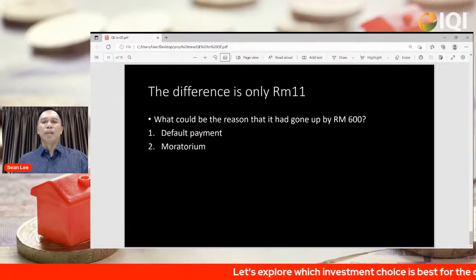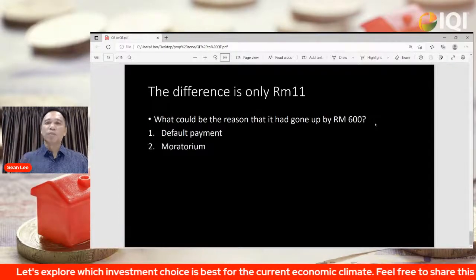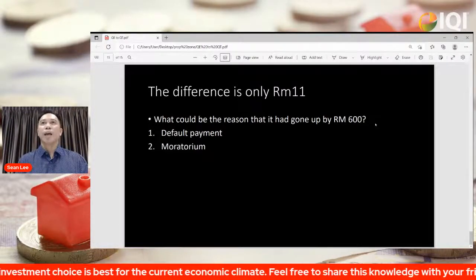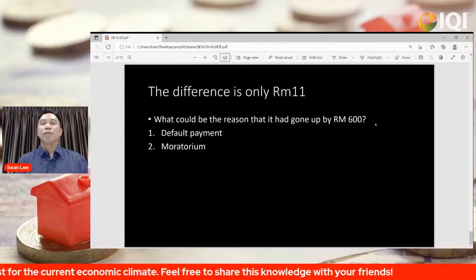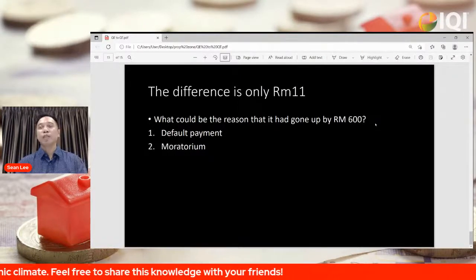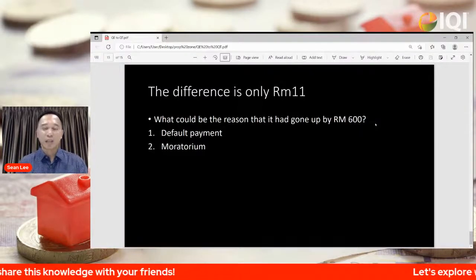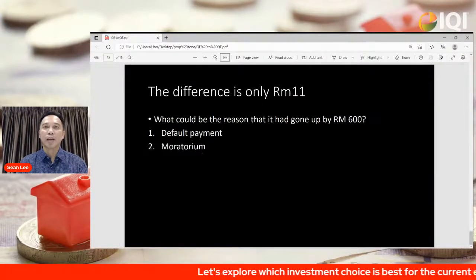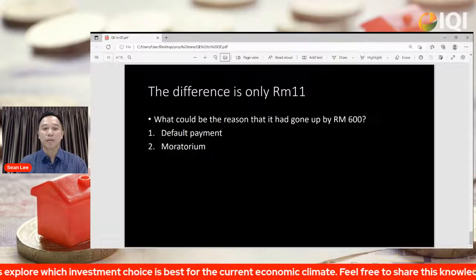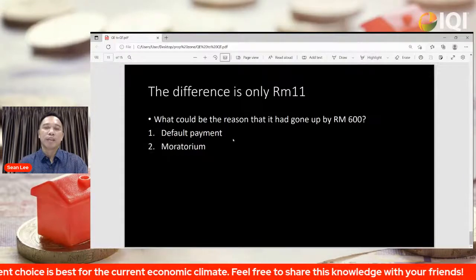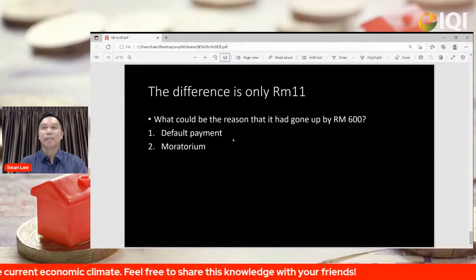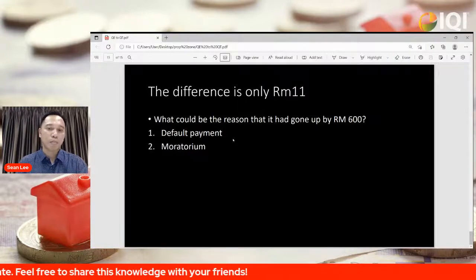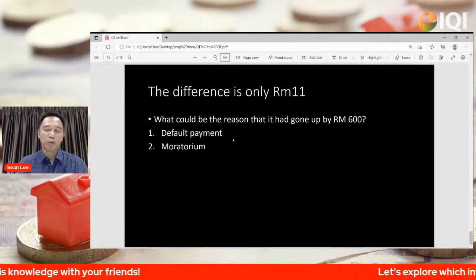So what could be the reason that it has gone up by 600 ringgit? I don't think it's because of the 0.25% rate hike, because with everything remaining the same, the difference is only 11 ringgit, not 600 plus ringgit. The only reasons I can explain, not exhaustively, but one or two possible scenarios, is a default payment. If there's a default payment that accumulates over a period of time, the bank may ask for more installment so that you can finish your loan on time.